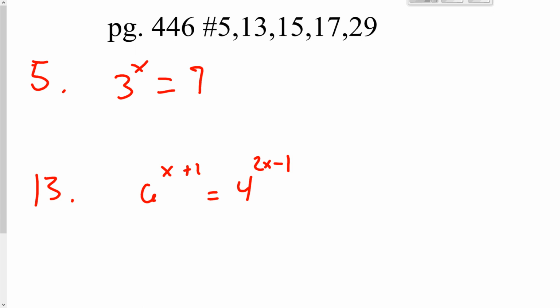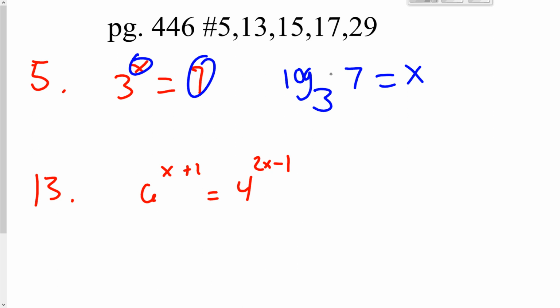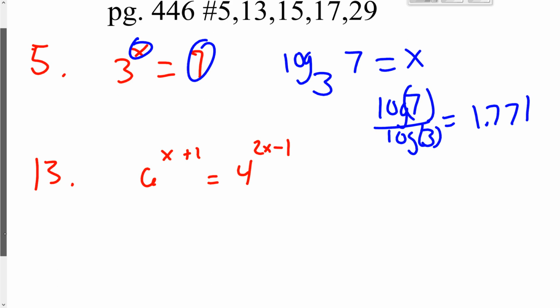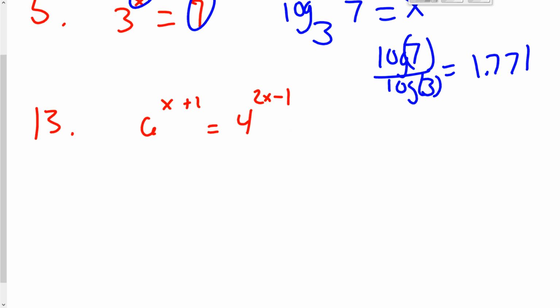So here we can just pretty much switch this to log, right? The base is 3, and then the x and the 7 switch places. So we're taking the log of 7 with base 3, and it's equal to x. So now we can use the change of base formula. Log 7 divided by log of 3. Make sure you put these in parentheses, and the answer is 1.771.